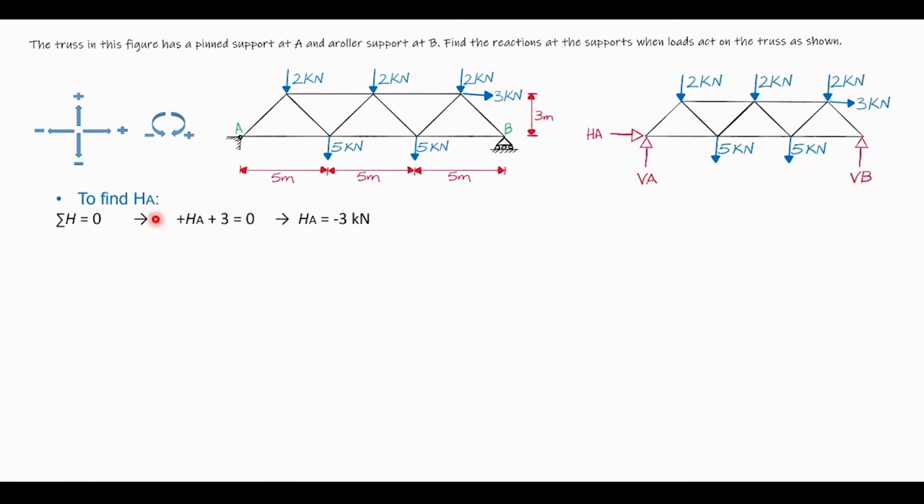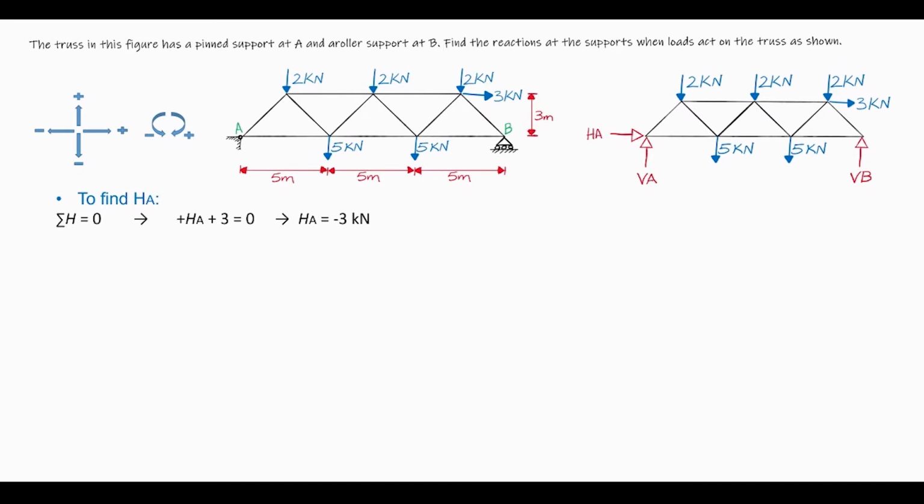To find HA, the sum of all horizontal forces should equal 0. We have two horizontal forces, HA and this 3 kilonewton here. So since they are acting to the right, we said to the right is positive, HA plus this 3 kilonewton equals 0. So we know that HA is equal to minus 3 kilonewton.